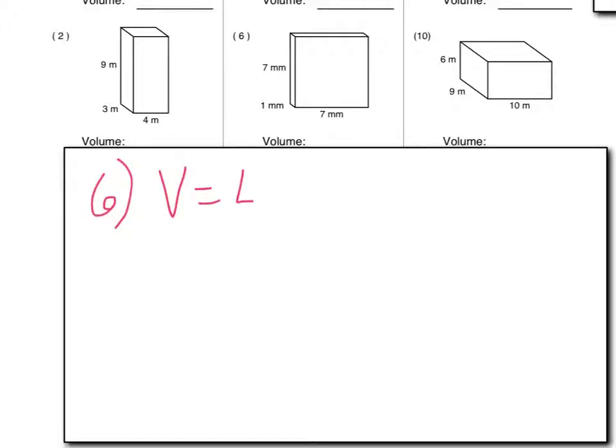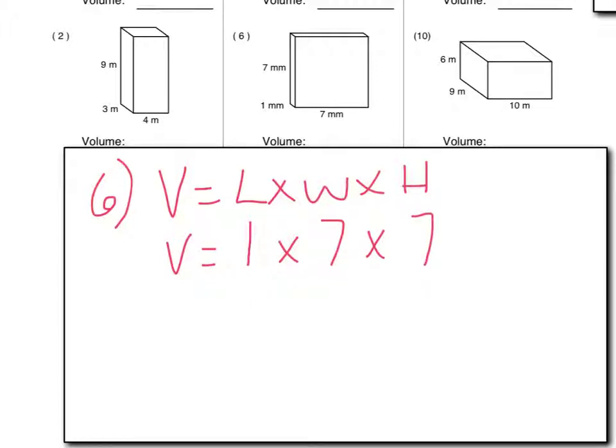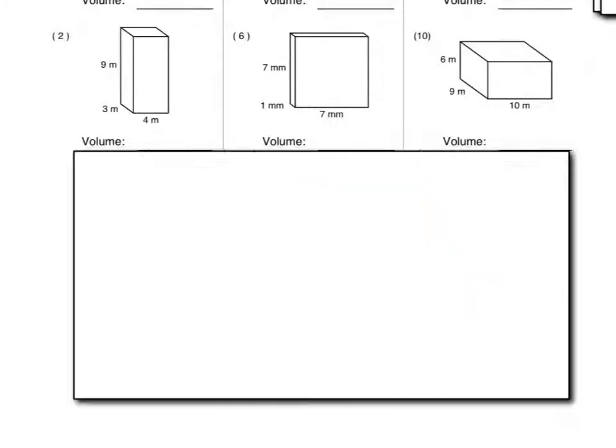All right, looking at number 6, our second one in the second row. Again, volume equals length times width times height. So then I am 1 times 7 times 7. Not too bad. 1 times 7 is 7. 7 times 7 is 49. So 49 millimeters cubed for our second one in that row.